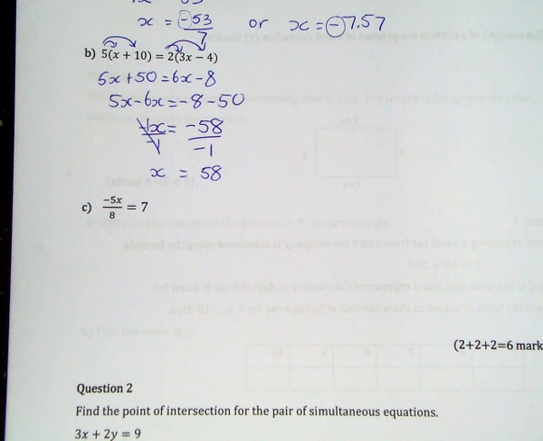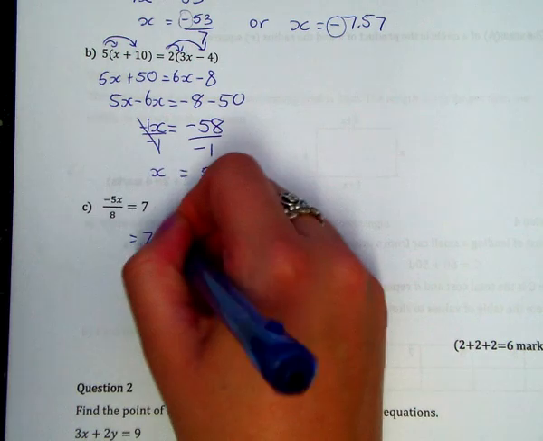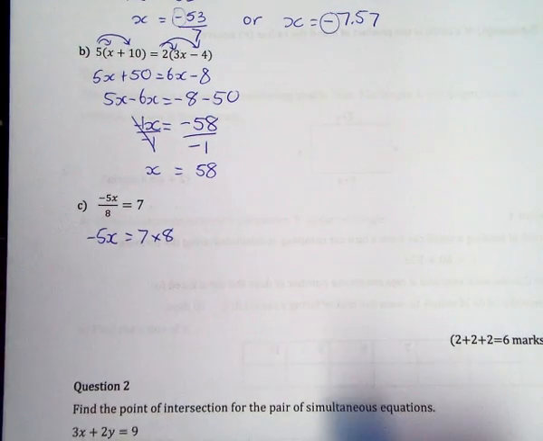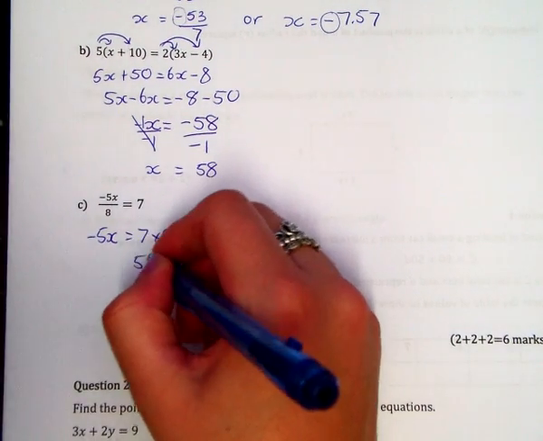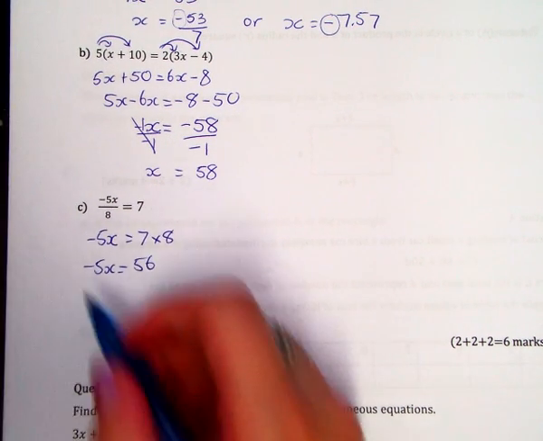Part C. -5x over 8 equals 7. Okay, if we've got -5x over 8, we need to multiply both sides of the equation by 8. So -5x equals 56. And then divide both sides by that -5.